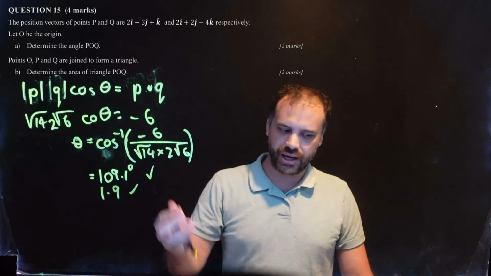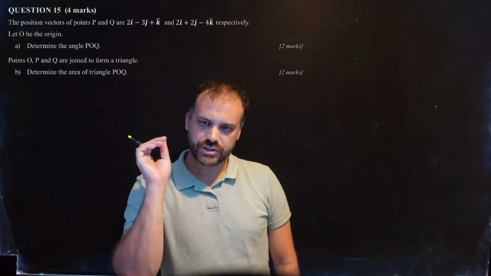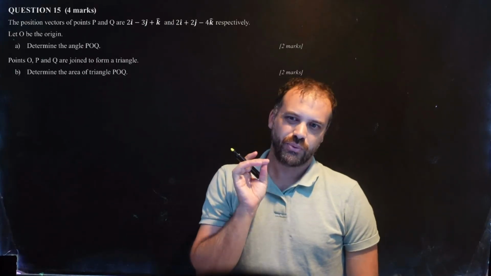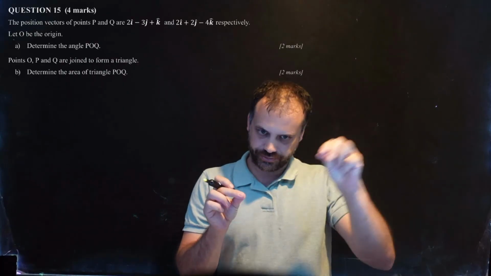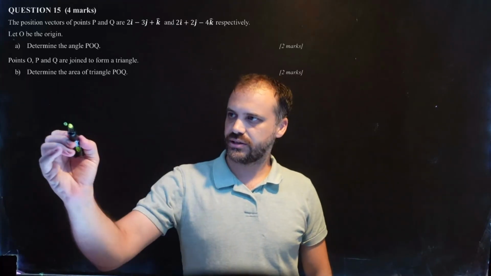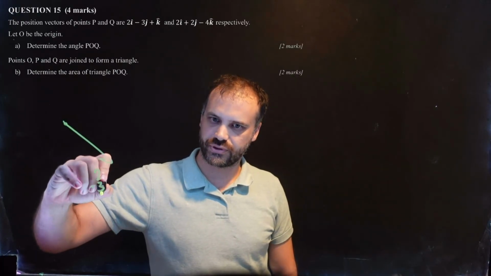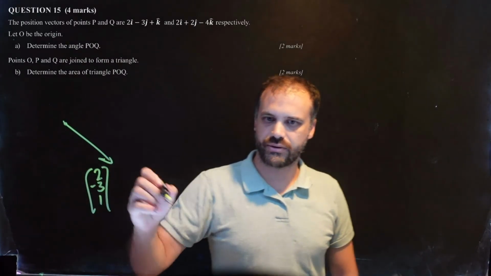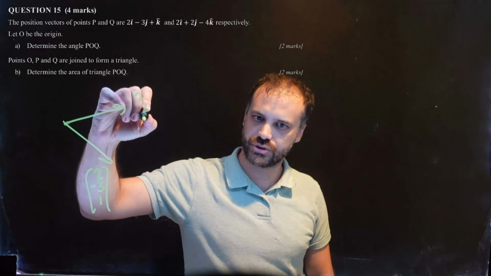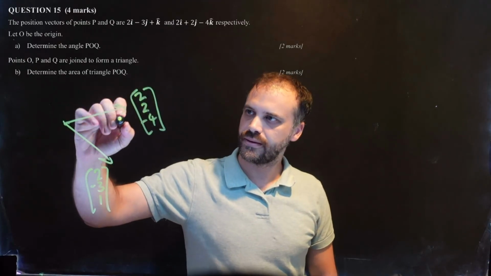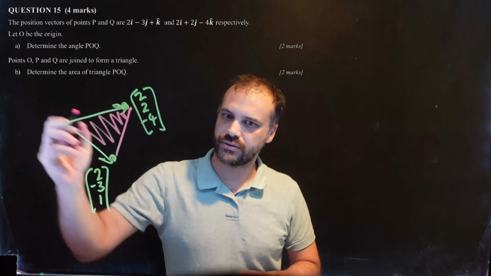All right, so that was part A. We'll do a small celebration for that. We'll take a look at part B, get rid of this. So part B, super straightforward question. We're finding the area of the triangle POQ, right? So O is the origin. So there is a vector from O to P, which is 2, -3, 1. And there is a vector from O to Q, which is 2, 2, -4. Okay, and we're trying to find this area in here.